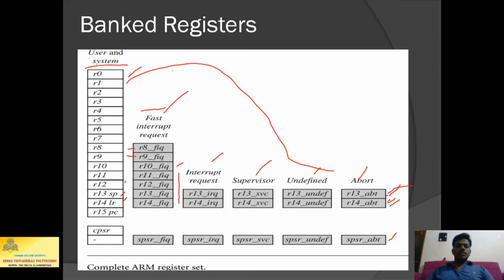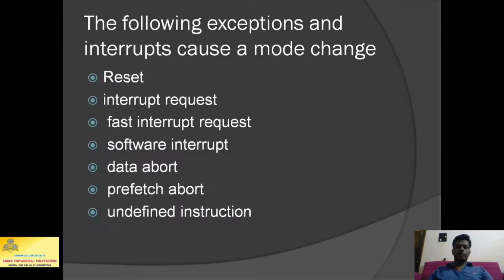I said the processor mode will change from one mode to another. So there should be some reason to change from one mode to another. Because of some exceptions and interrupts, the mode change will happen. We'll see those reasons in the next slide. The following exceptions and interrupts cause the mode change.